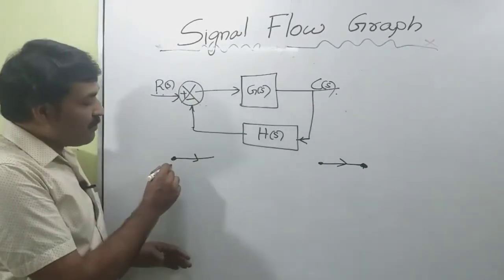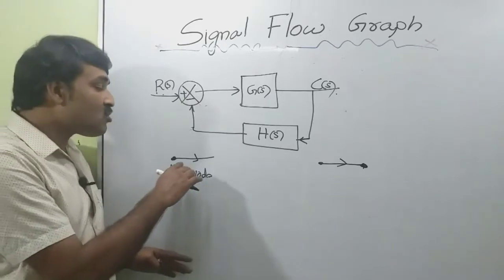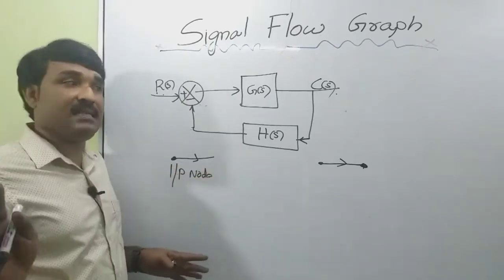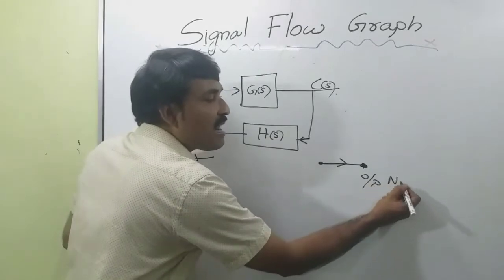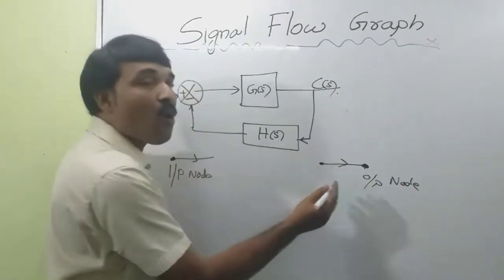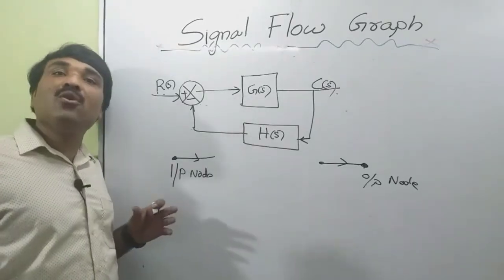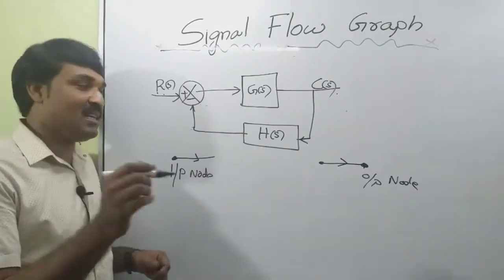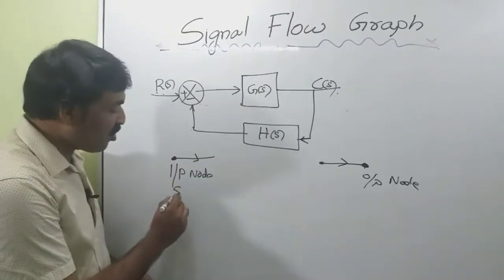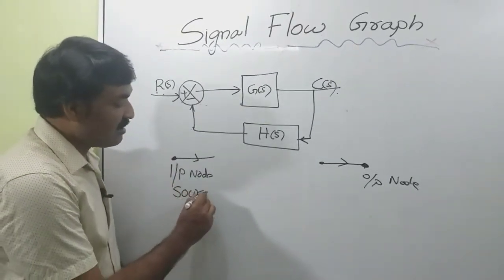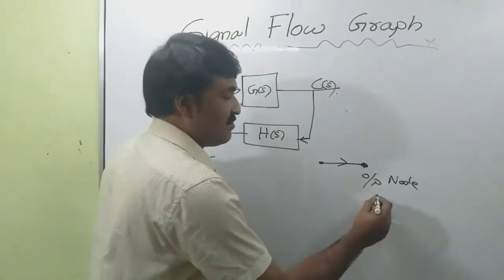So this is the input node. An input node is a node which has only outgoing branches. And this is our output node. And an output node is a node having only incoming branches. The input node is also called a source and the output node is called a sink.